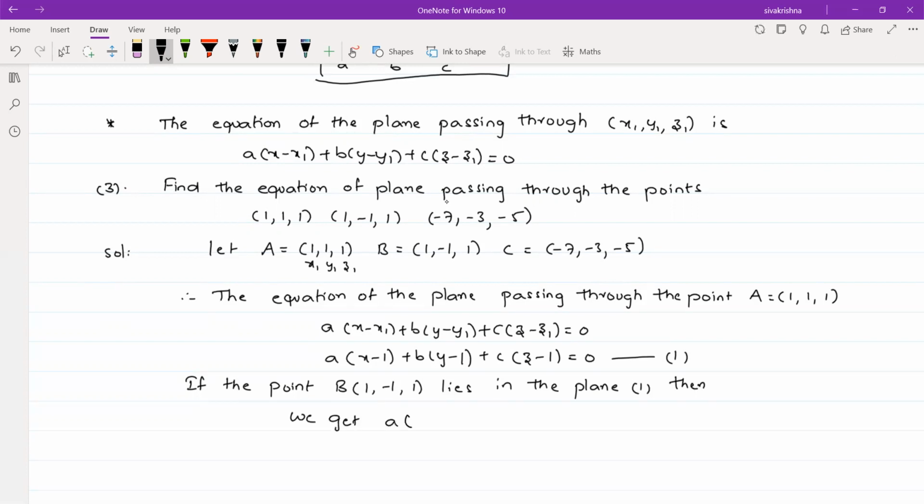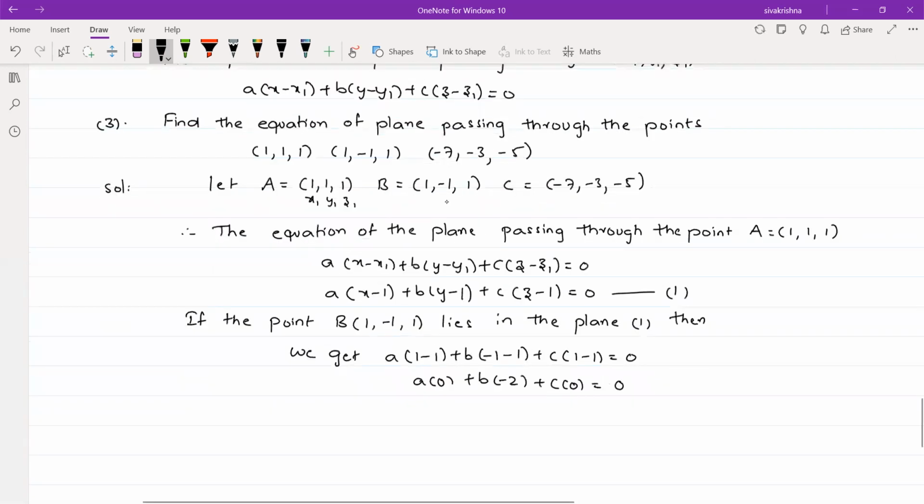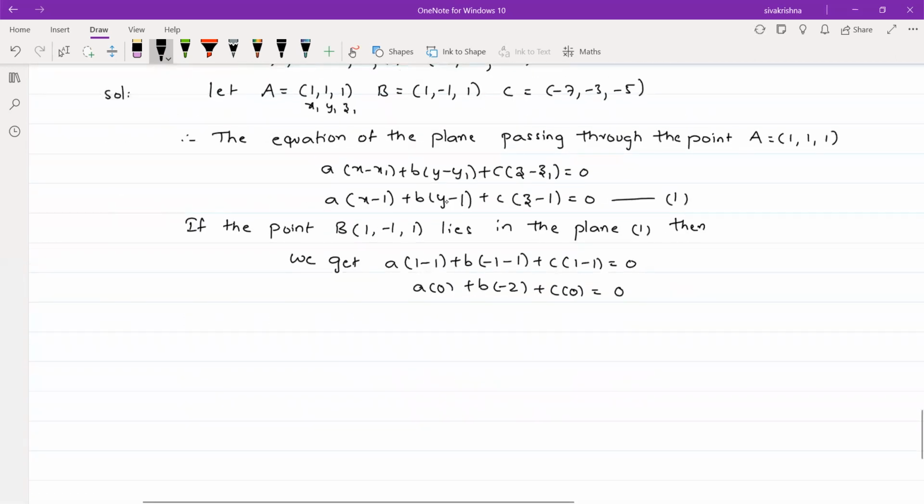So then we get a into 1 minus 1 plus b into minus 1 minus 1 plus c into 1 minus 1 is equal to 0. So we get a into 0 plus b into minus 2 plus c into 0 is equal to 0. It means we get minus 2b is equal to 0. This is equation number 2.